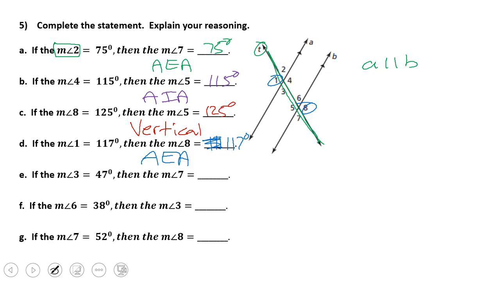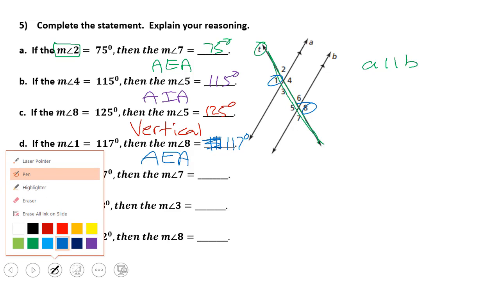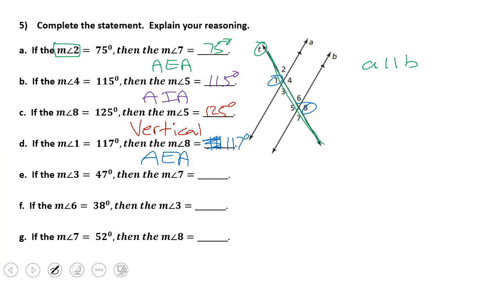E, the measurement of angle 3 is 47 degrees. What is the measurement of angle 7? So here's 3, here's 7. They are on the same side of the transversal in corresponding locations, so these are corresponding angles. Corresponding angles are congruent, so the measurement of angle 7 is 47 degrees.